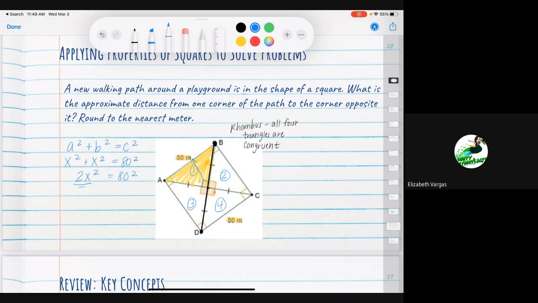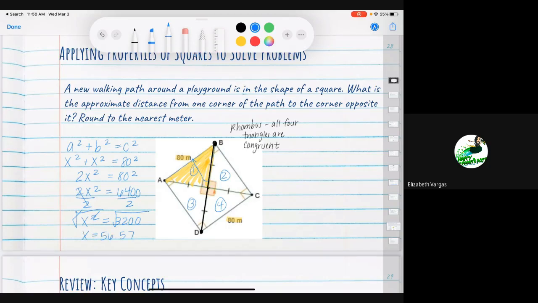Okay. Ooh, let me solve for that one first. One second. So 2X squared equals, divided by 2 now, divided by 2. X squared equals 3200. How do we get rid of our square? Square root it. X equals 56.57.